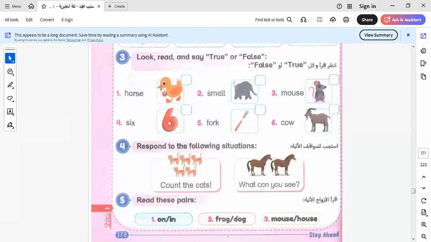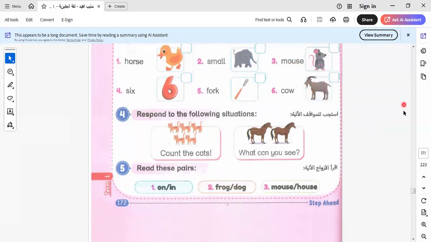Let's do this exercise together. Here we say true or false. Is it horse? No, it's not horse. It will be what? Dog. This is number 6. Yes. This is small. No, it's not small. Pig. Is it cow? No, it's not cow. I think it's horse or ox. This is not cow, it's another animal. Here is a mouse. Yes, this one.